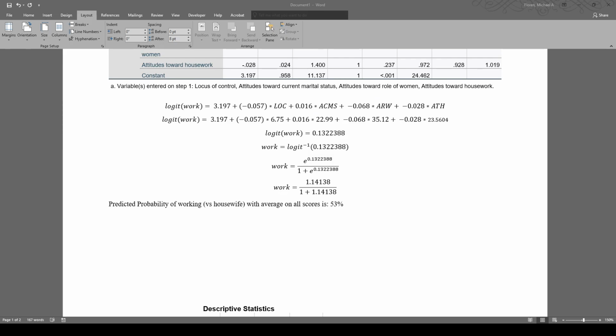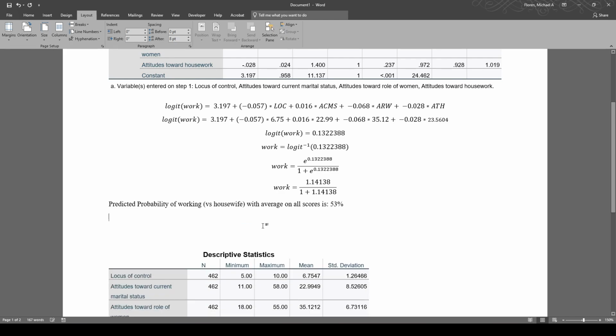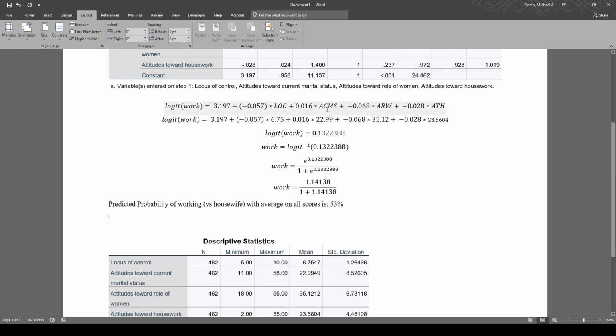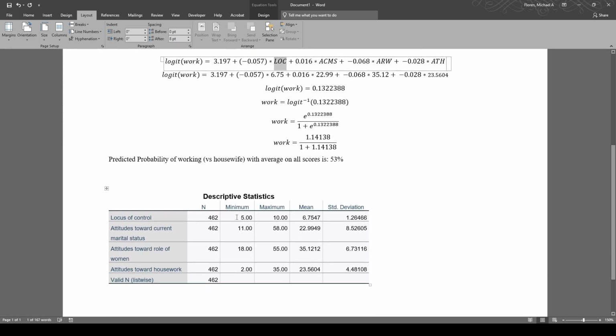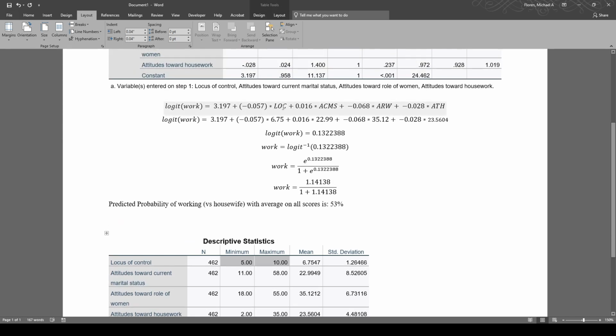All right. Create another possible options. So what do I mean by create another possible options? Well, I have my descriptive statistics down here. Instead of just making up a number for, let's say, locus of control, I might go down here and say, well, the maximum locus of control is 10. What happens if I plug in 10 or 5? Now, if I change one of the variables, what I recommend you do is keep all of the other variables at their mean and just change this one and see how the percentage changes.